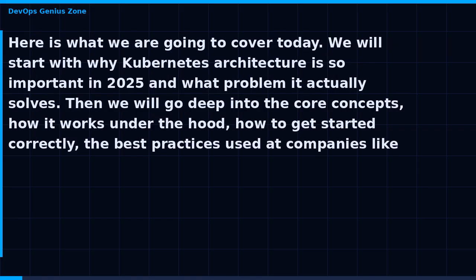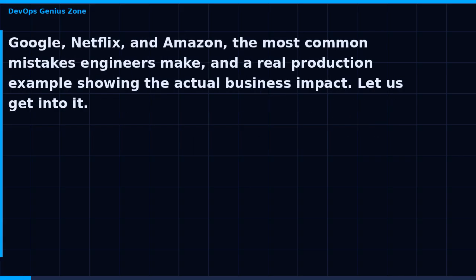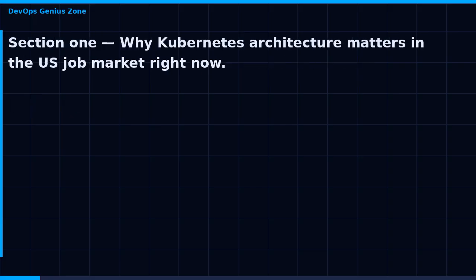Here is what we are going to cover today. We will start with why Kubernetes architecture is so important in 2025 and what problem it actually solves. Then we will go deep into the core concepts, how it works under the hood, how to get started correctly, the best practices used at companies like Google, Netflix, and Amazon, the most common mistakes engineers make, and a real production example showing the actual business impact. Let us get into it.